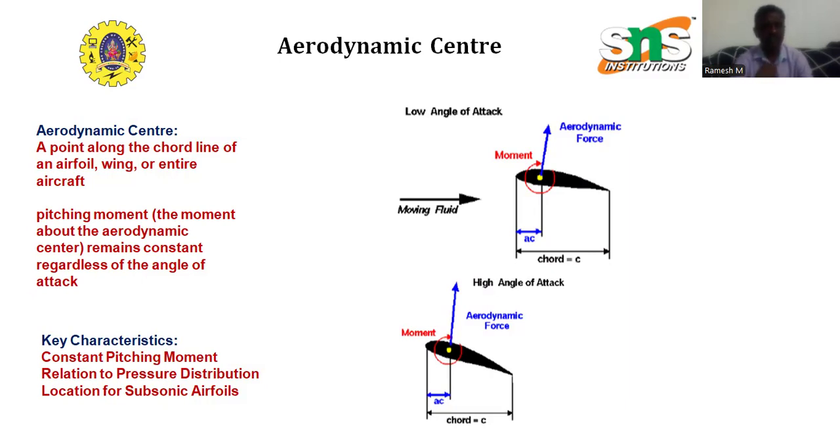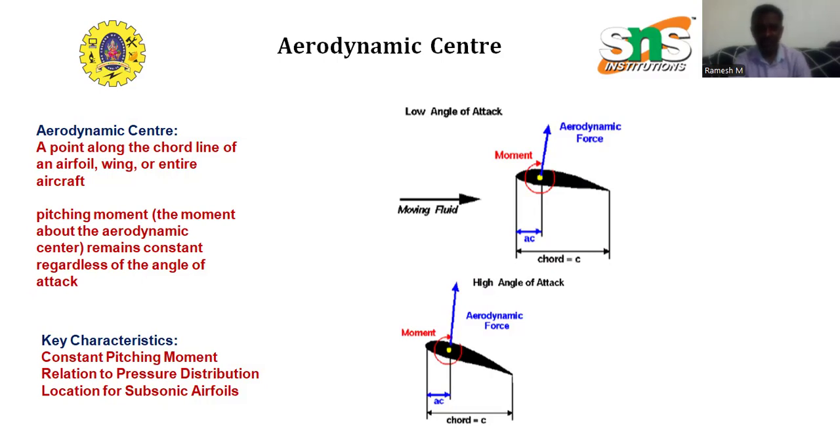At low angle of attack, the center of pressure is near the leading edge. At a high angle of attack, it moves aft, to the trailing edge actually. Center of gravity is the point where the aircraft mass is concentrated. Stability depends on the relationship between the center of gravity and the aerodynamic center.